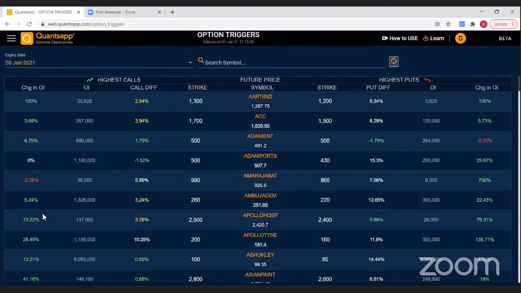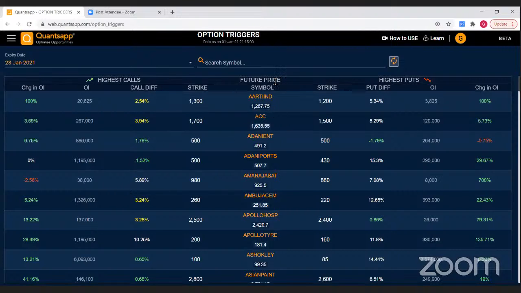So let's find out the stocks which could have a likely movement. It's not sure, but could have.